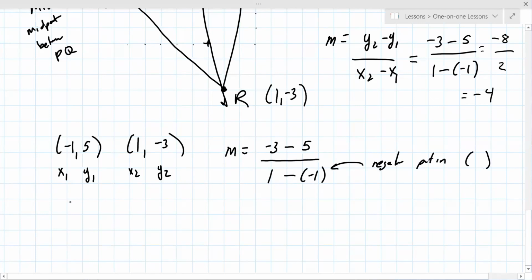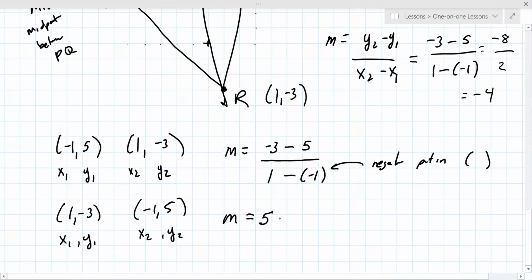But let's say you wanted to do it differently. You wanted to start with this ordered pair and then go to this ordered pair. So this is x1, y1, this is x2, y2. It will work out the same. So y2 is 5 minus, see how y1 is negative? That has to go into parentheses. Over -1 minus 1, that's x2 minus x1. So this gives you 8 over -2, which still gives you -4.